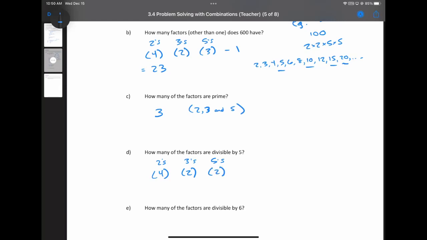Now, unlike part B, where we subtracted 1 at the end, which was basically the case where we chose none of the 2s, 3s, or 5s, we don't have to subtract it this time because we guaranteed that we have at least a factor of 5. So we don't have to subtract off because there is no case where we've chosen nothing. So now 4 times 2 times 2 is 16, which means 16 of those factors will be divisible by 5.